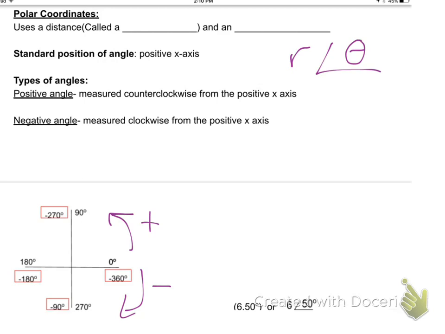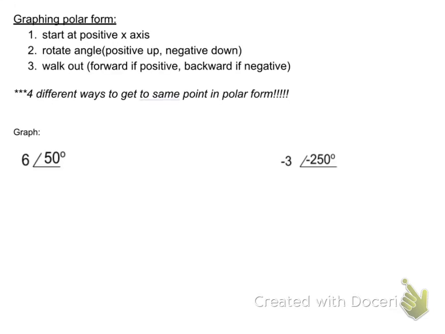Notice that 0 and negative 360 and 360 are all the same place. Negative 270 and 90 happen to be the same place. Those are called coterminal angles. Not sure if we had that yet or not, but that is what those are. And you can get to the same place many different ways. Questions? Again, this is all a recap.